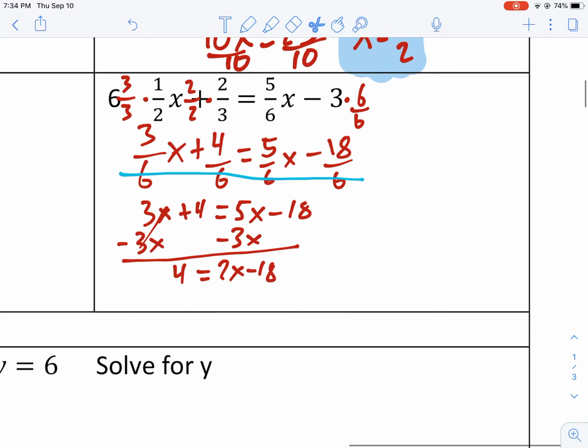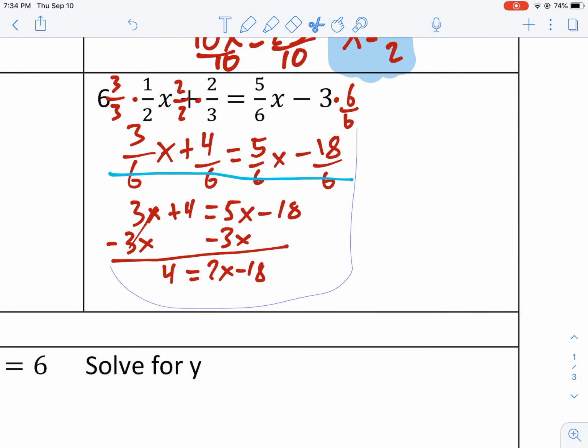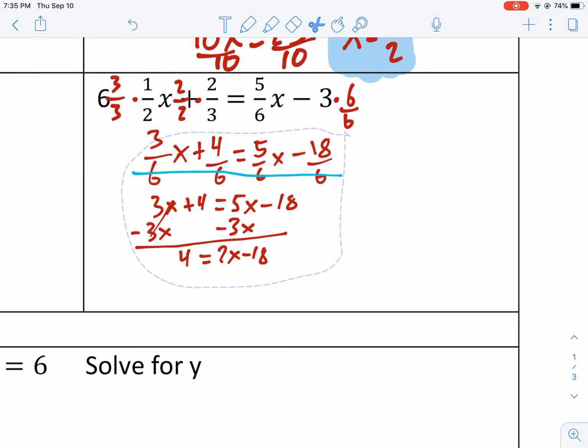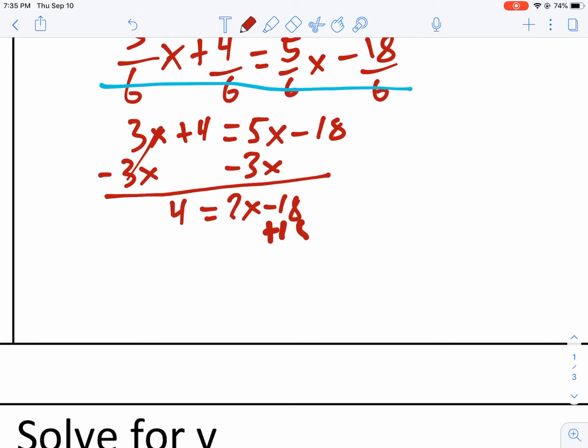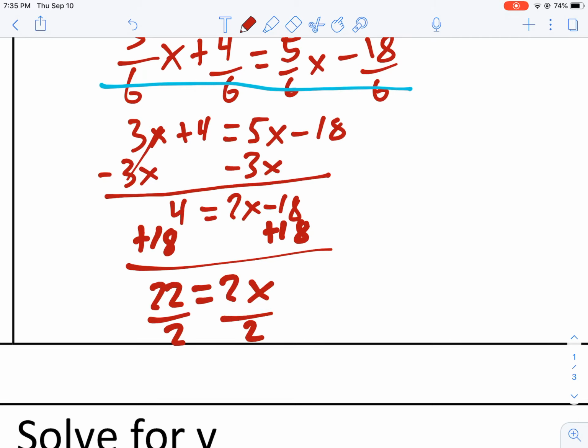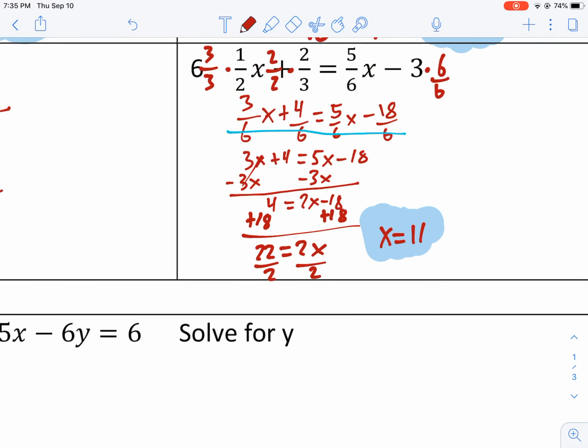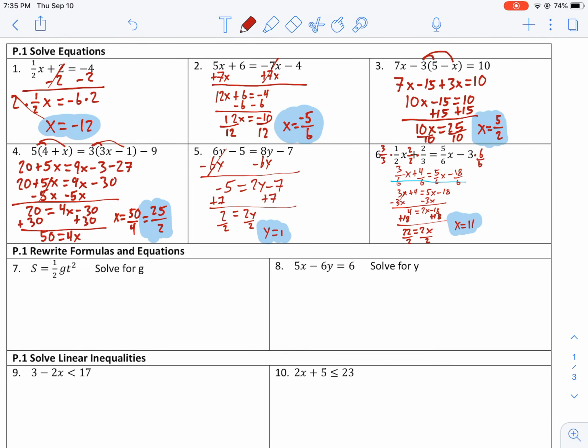I'm going to shrink this since we got down to the bottom here. Plus 18 gives us 22 equals 2x. Divide by 2. 22 divided by 2 is 11. All right, so there's solving equations.